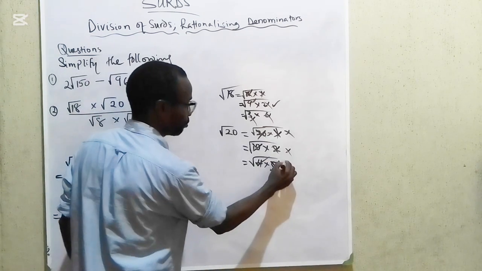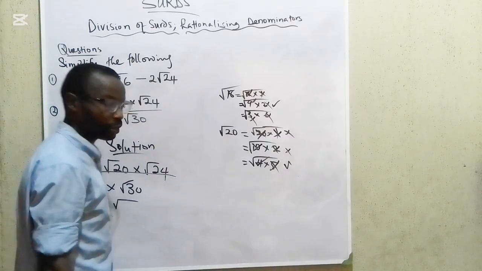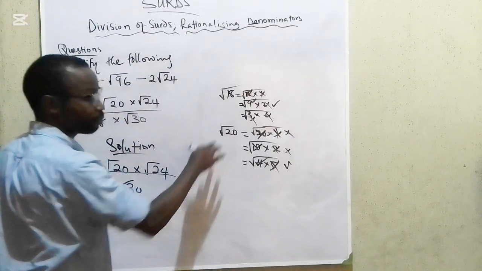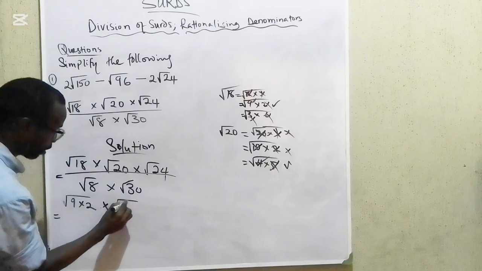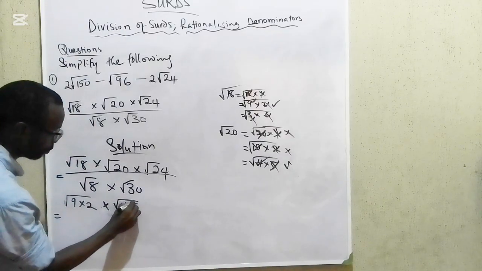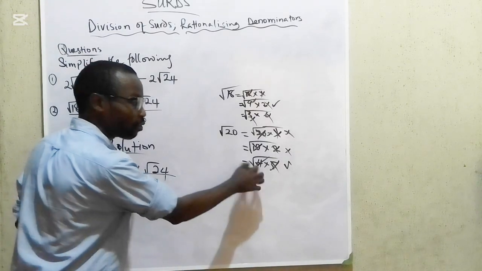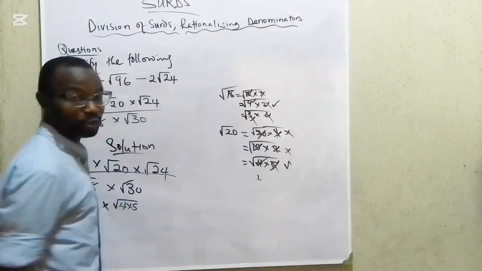So we want to pick this pair. This pair, 4 times 5, represents 20. So here we have the square root of 4 times 5. Why? Because the square root of 4 is 2 by the time we separate the square root sides.